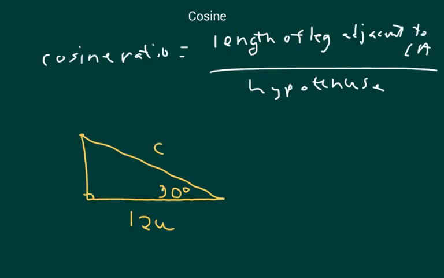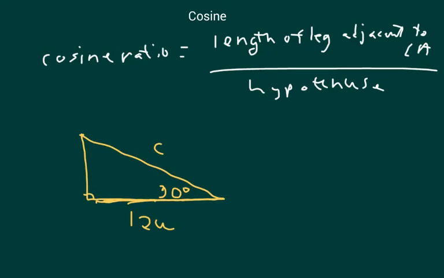Using the cosine ratio is very similar to using the sine ratio. So if you are the master of the sine ratio, you are practically the master of the cosine ratio already. So we have the situation here. We have a right triangle. The hypotenuse, we don't know. It's designated as letter C. We know we have a 30-degree angle, and we have a 12-unit side. But the side that we know in this case is the side that is adjacent to the 30-degree angle.